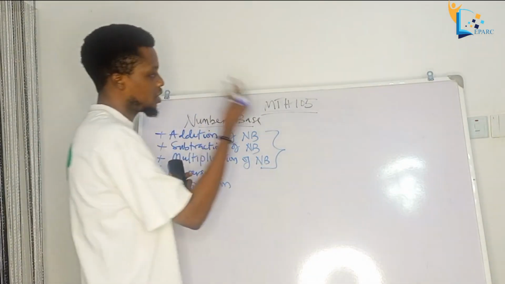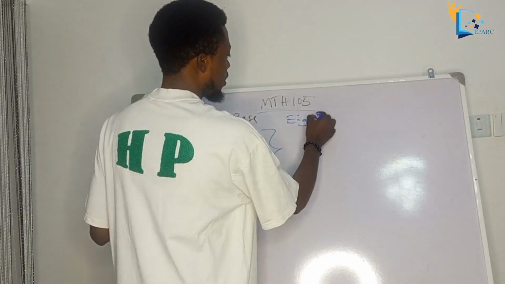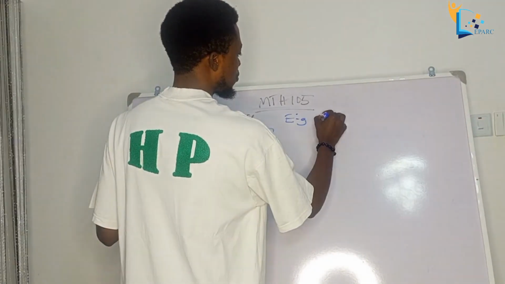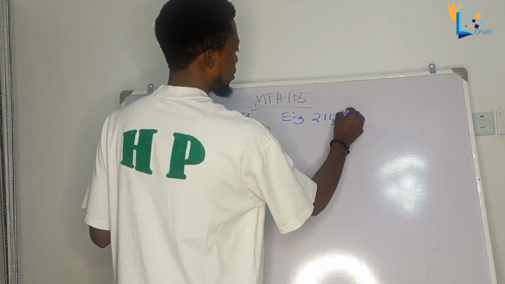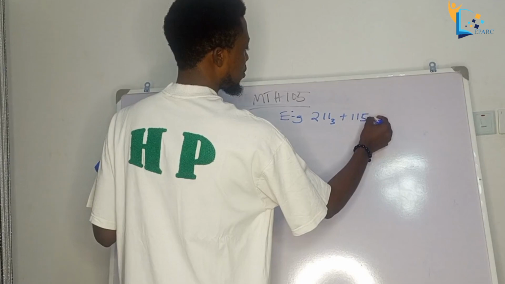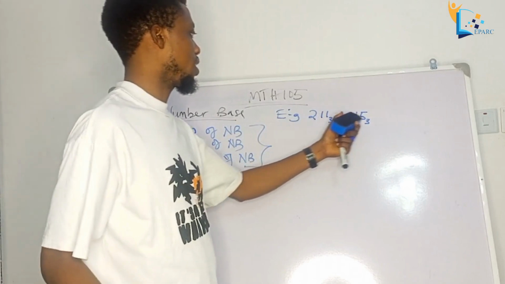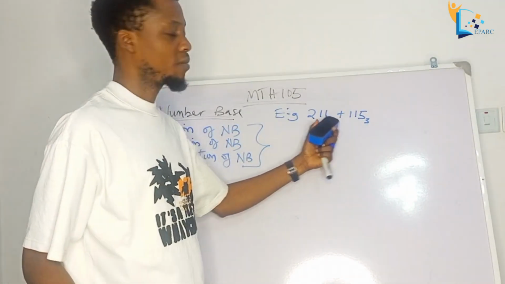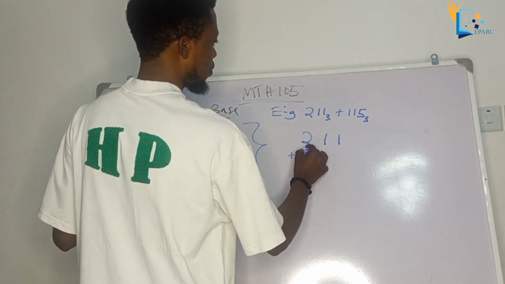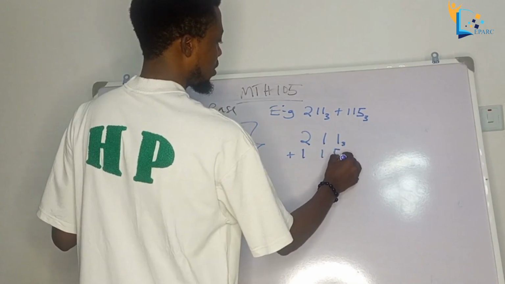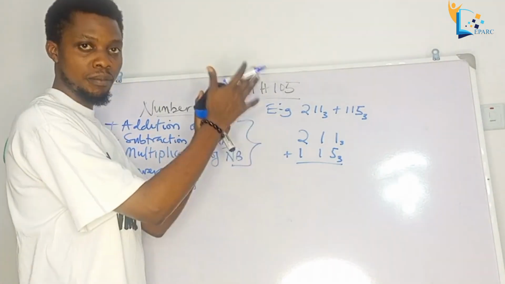Now, addition of number base. For instance, let's look at the problem here. For instance, we have 211 base 3 plus 115 base 3. So we want to add this number and this number in base 3. So we have 211 plus 115 base 3. So definitely our result is going to be in base 3 since we are working in base 3.